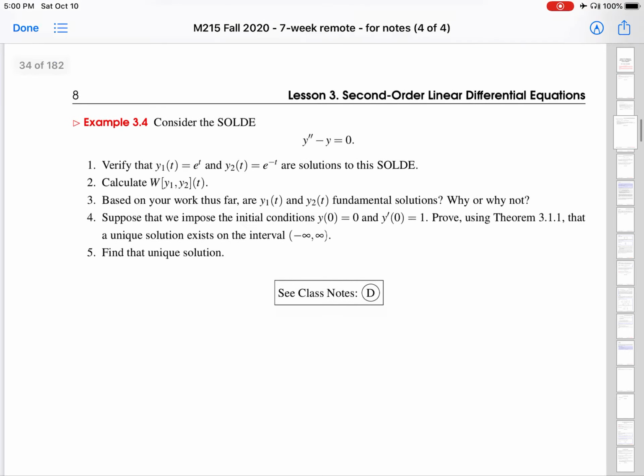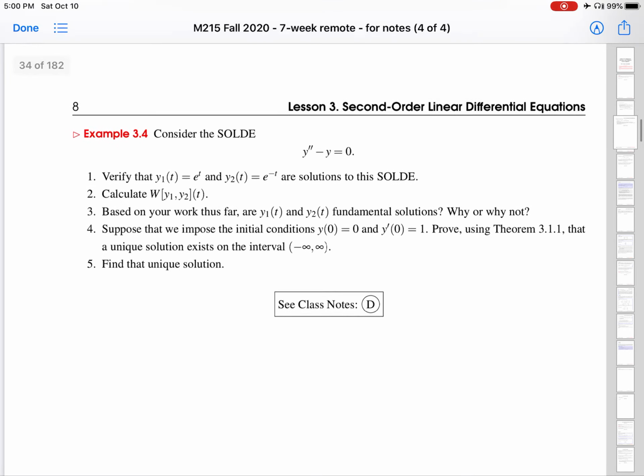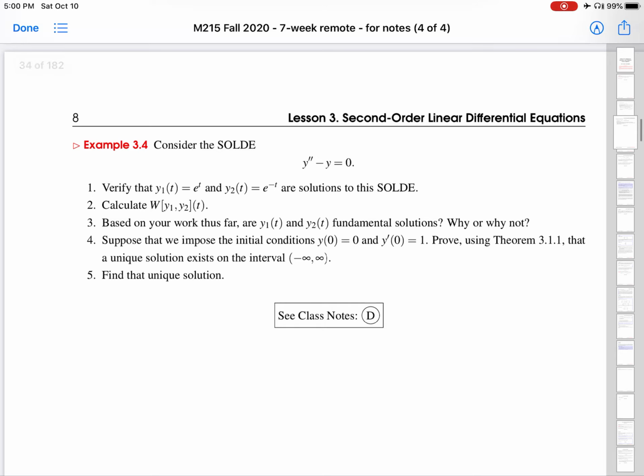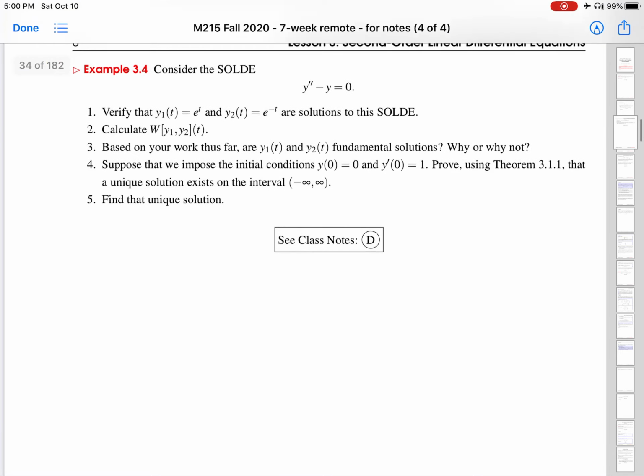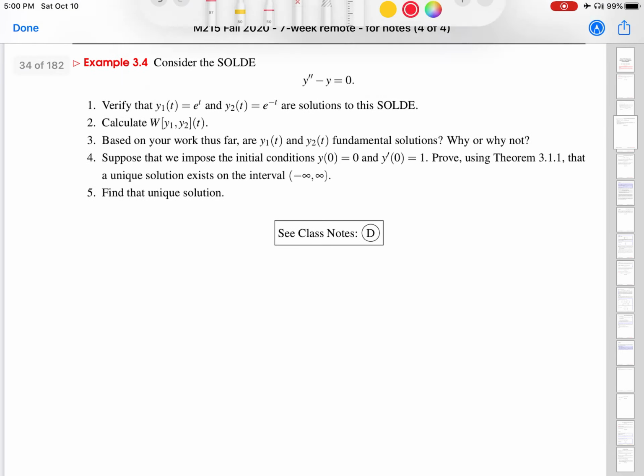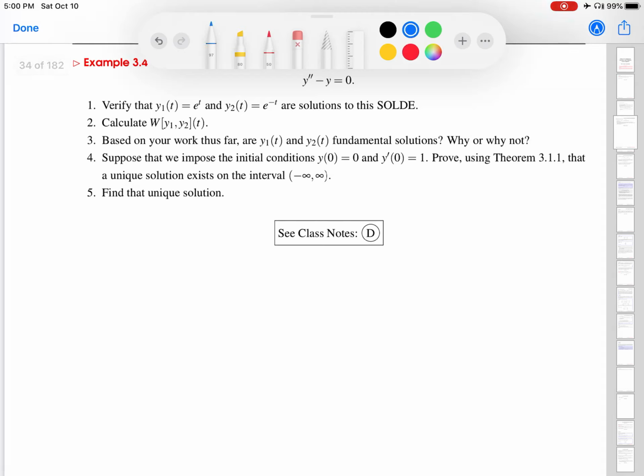So let's see what's going on here. The first thing we're asked to do is to verify that e to the t and e to the minus t are solutions to this equation. So that we can do without too much trouble. What we're going to do is take each of these functions, substitute them into here, and verify that when we combine them in that way, we get 0.